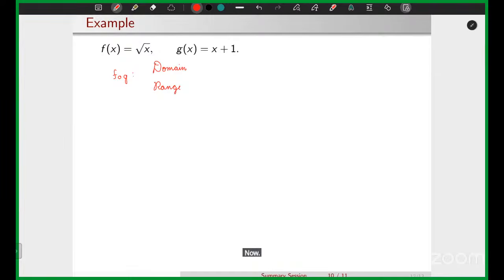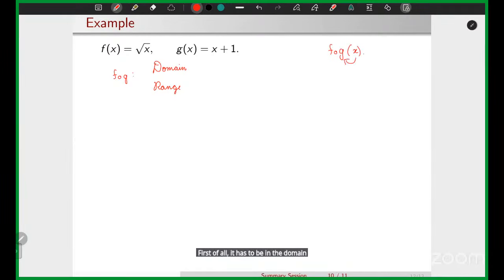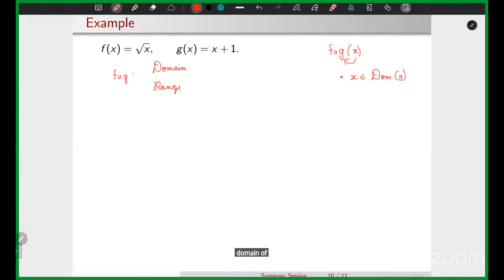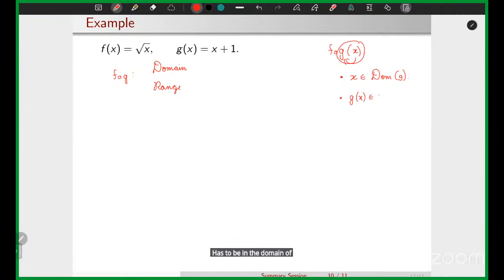Now, what element would qualify as an element of the domain of f of g? If I want to do f of g of some x, first of all, it has to be in the domain of g, because first g you're going to do. So what are the conditions that I require? x belongs to the domain of g, but that's not the only condition. The other condition is that this g of x has to be in the domain of f. Otherwise, you cannot do f of g of x.